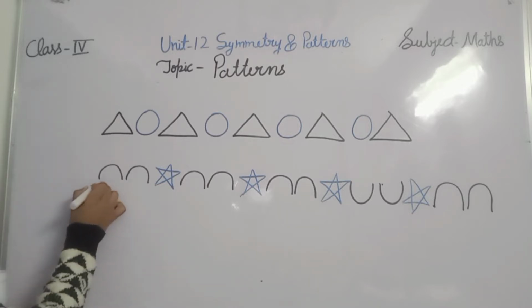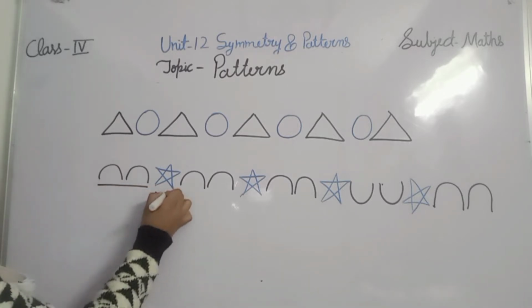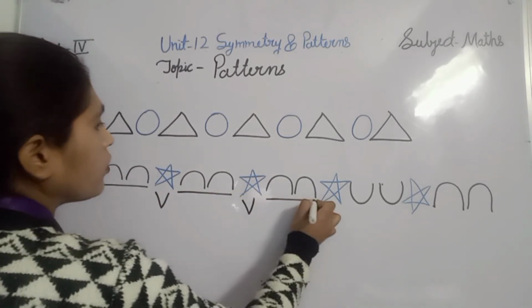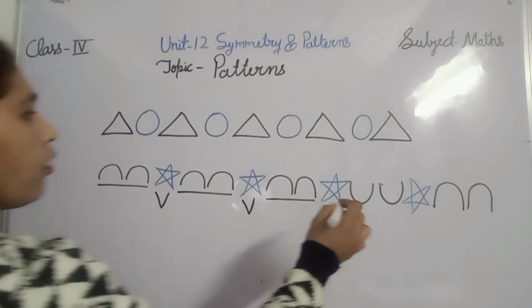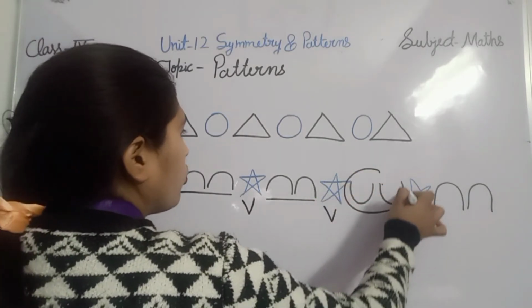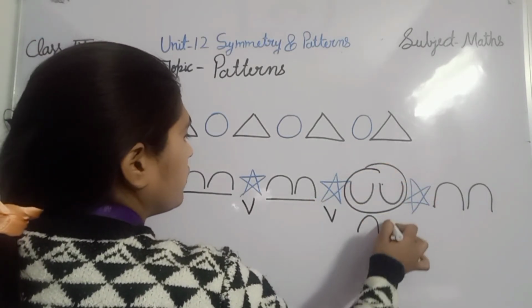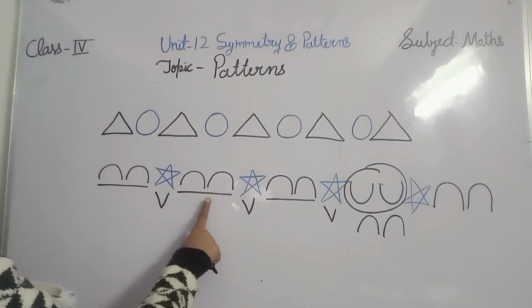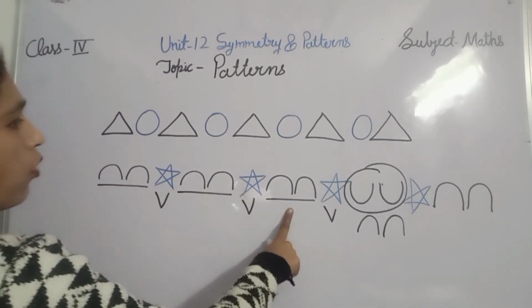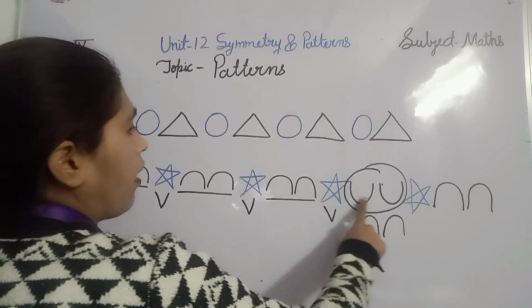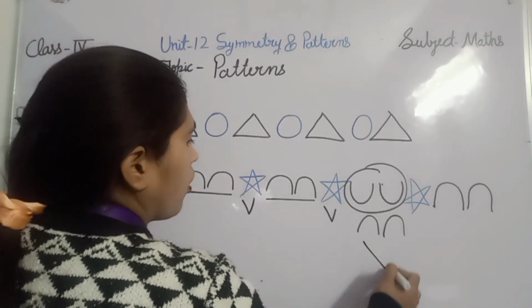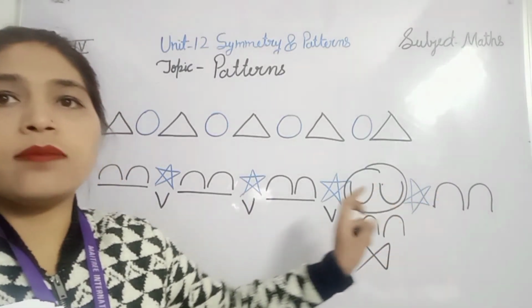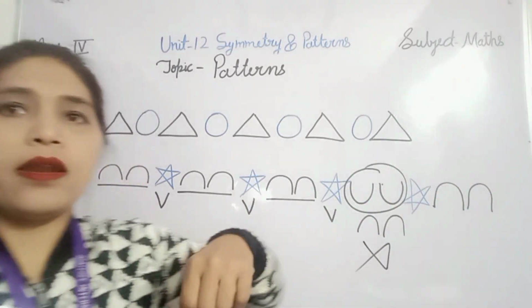Now look here. What is happening here? Two down curves, then one star, then two down curves, one star, two down curves, one star. Now look here. Now two down curves should come here. Yes, because everywhere it is two down curves, then star, two down curves, one star, two down curves, one star. But here we have an up star. So it is not a pattern. क्योंकि इसकी वजह से पैटर्न क्या हो गया है? खराब हो गया है. Similar thing is not repeating again and again.